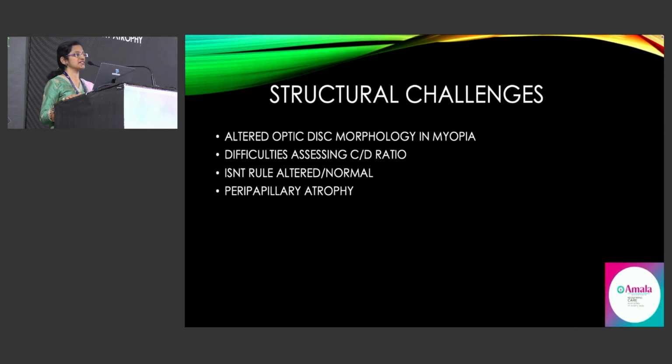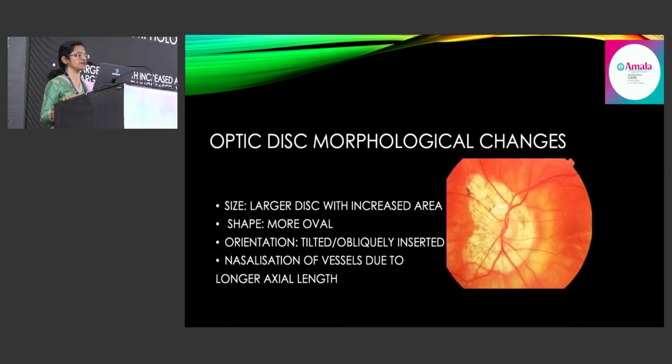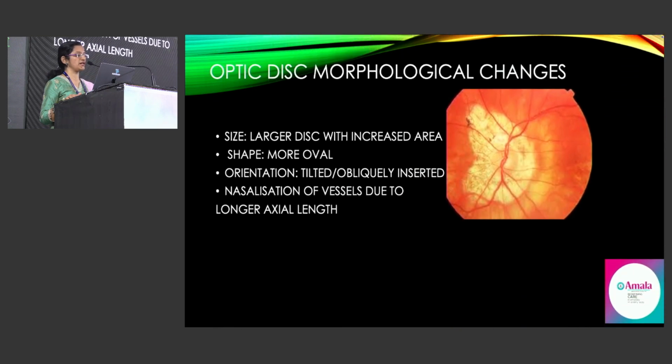Then again, the structural challenges. The altered disc morphology in these patients makes it difficult to assess the cup disc ratio. The peripapillary atrophy again brings us to a confused situation. Usually the disc is larger, with increased area and a more oval shape, and the disc is usually tilted and torted due to the oblique insertion. And the nasalization of vessels will also be there due to the longer axial length.